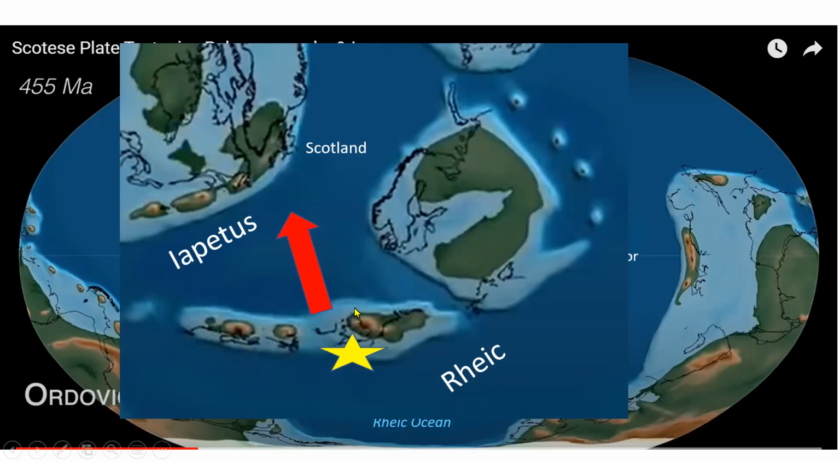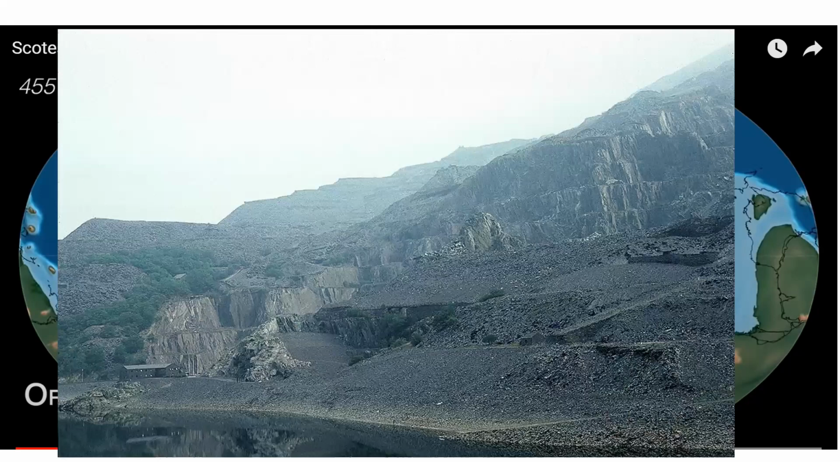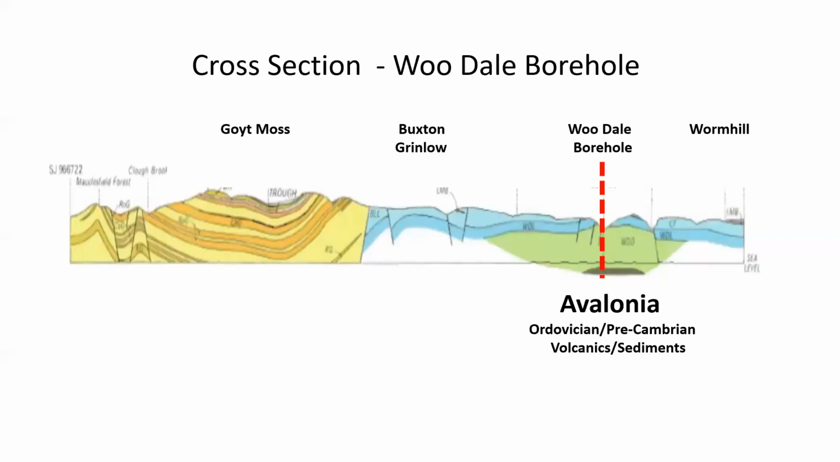If you want to see the rocks which are forming here beneath Grinlow at this time, they're mostly mudstones and sandstones, a few volcanics, and the best place to go to see them is to pop over to Wales, in Snowdonia, the slate quarries, and Snowdon itself, old volcanic rocks. Those are the rocks which you find beneath us in Grinlow.